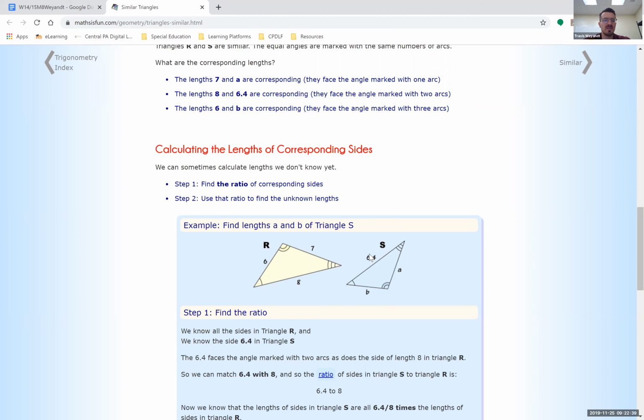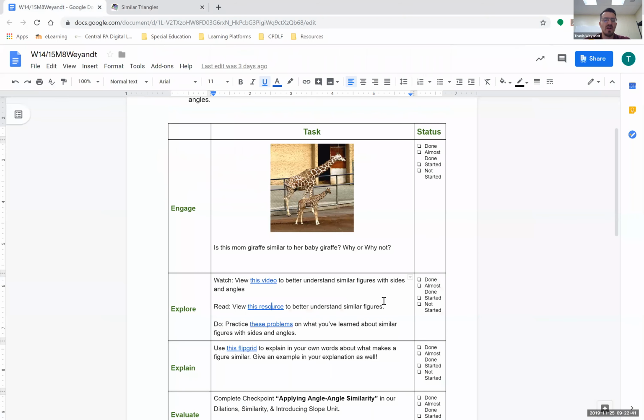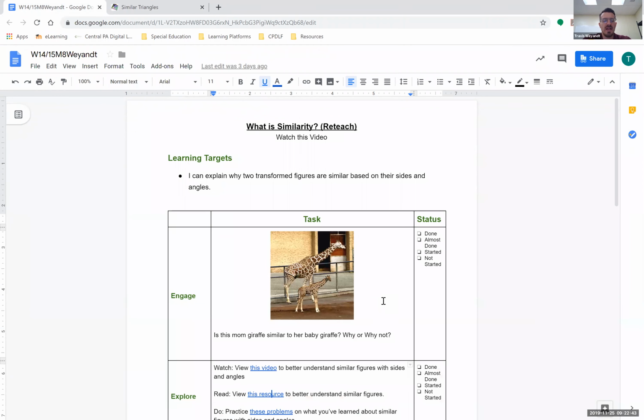So use this thinking to help yourself through this lesson, and hopefully at the end of this reteach lesson, you can confidently say, I can explain why two transformed figures are similar based on their sides and their angles.